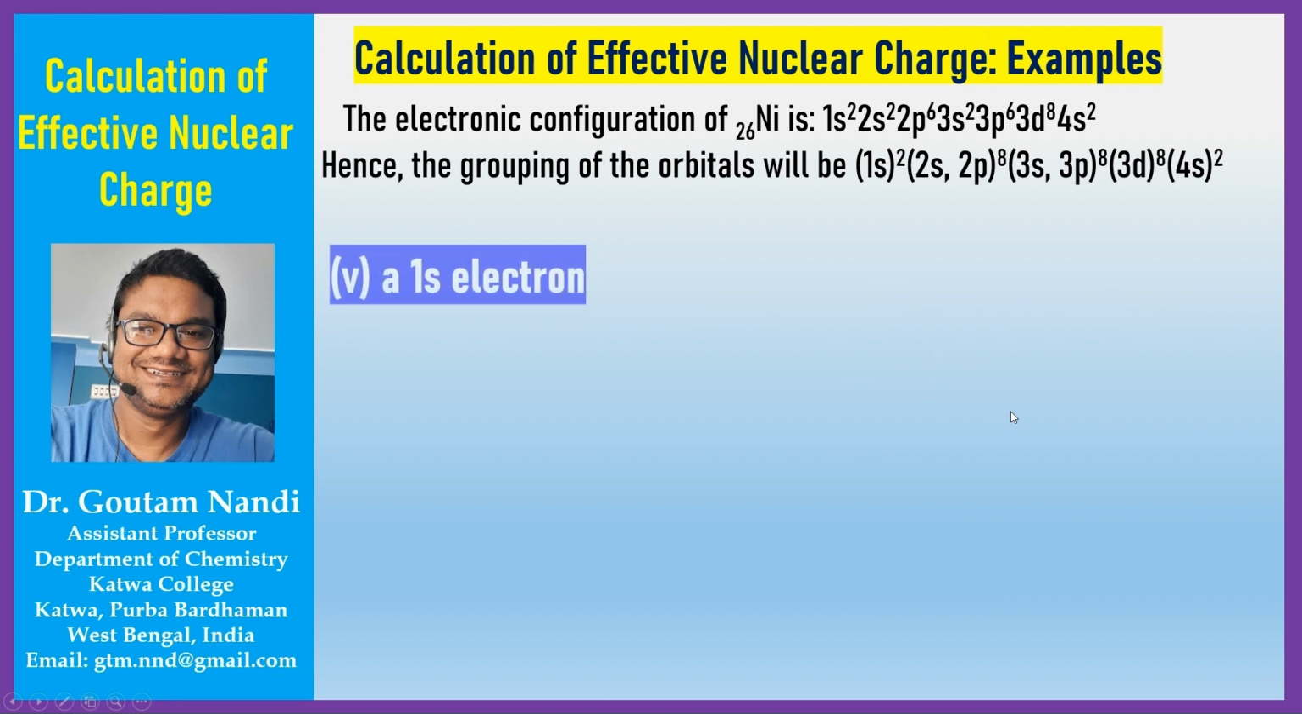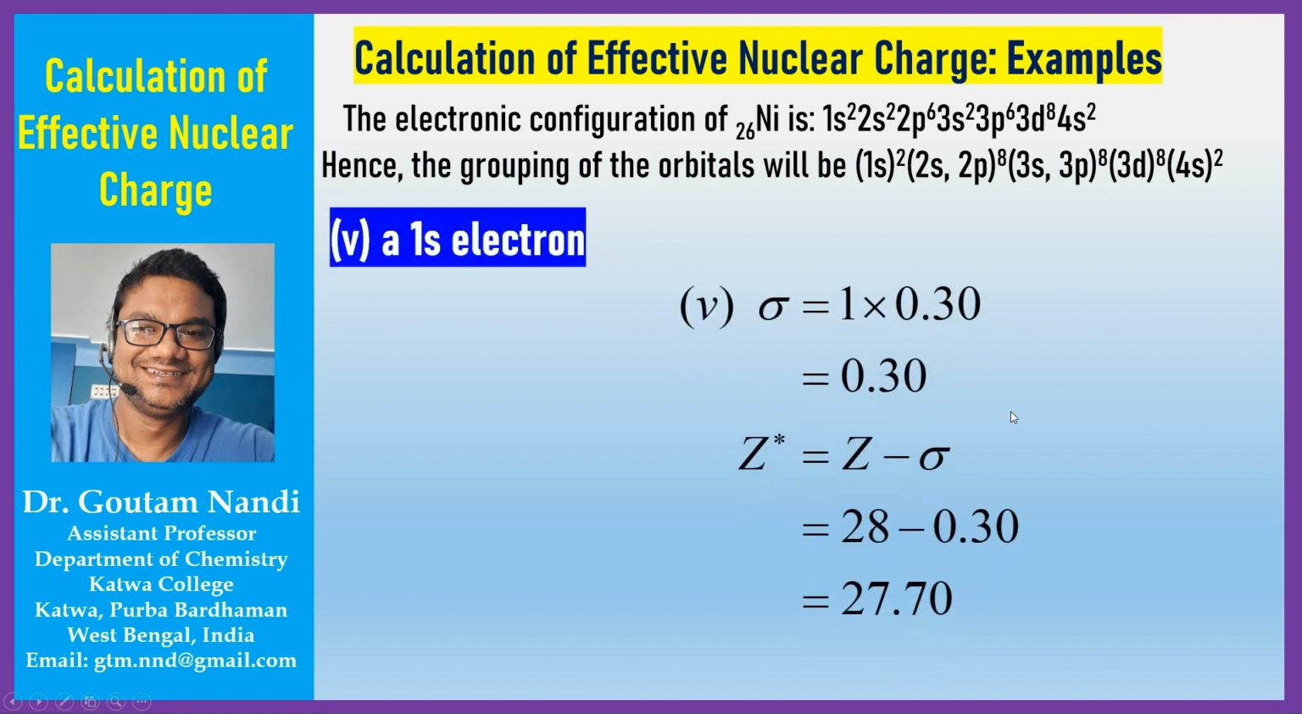The last one, that is the 1s electron, the sigma value will be 1 into 0.30, because in the 1s there are 2 electrons and we are considering 1 electron, so only 1 electron will be left, and that 1 electron will contribute 0.30. So the sigma value will be 0.30, and Z star will be Z minus sigma, that is 28 minus 0.30 equals 27.70.